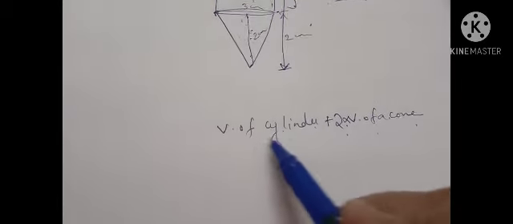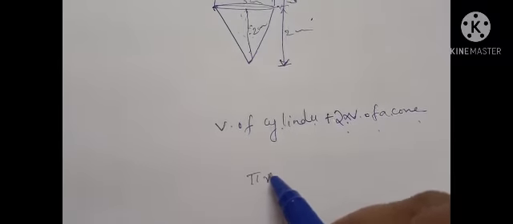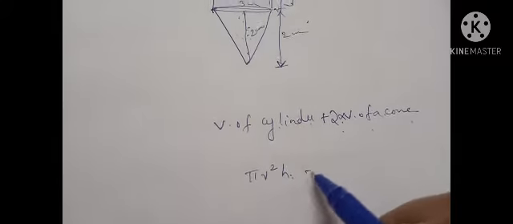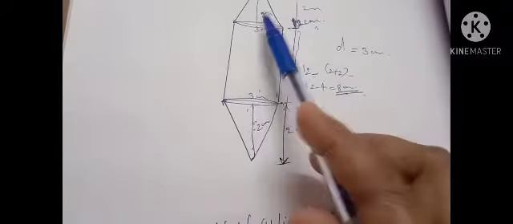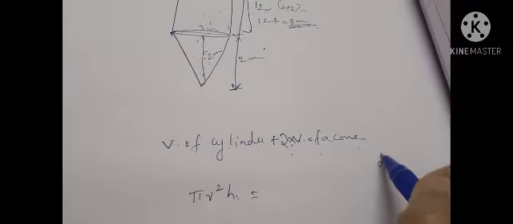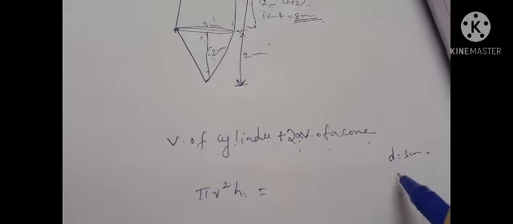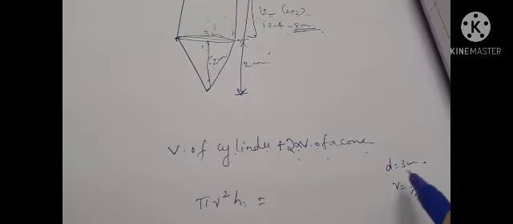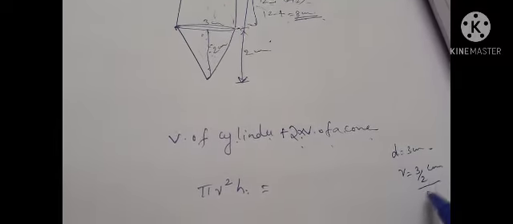Okay. Then what is the equation for finding the volume of a cylinder? That is pi r square h. Here the diameter is common for these three solids. Cone, cylinder and this cone have the same or common diameter. That is 3 centimeter. So what is the radius? D by 2, that means 3 by 2.